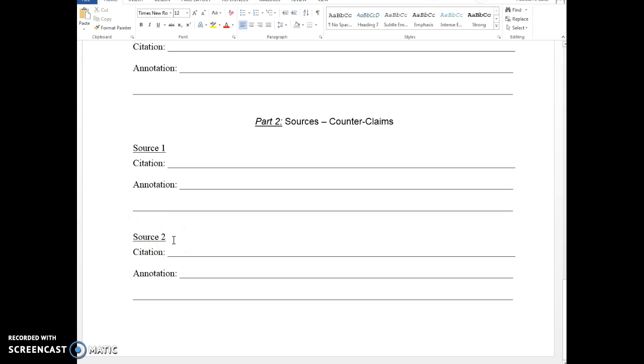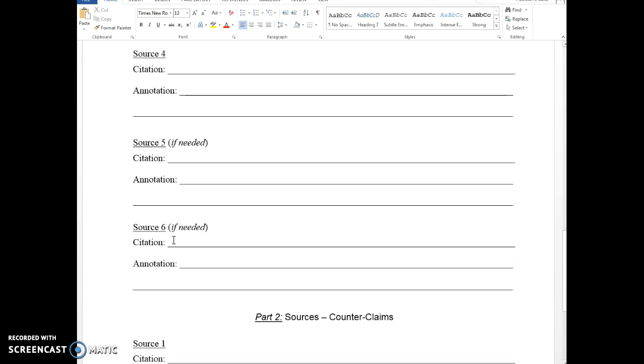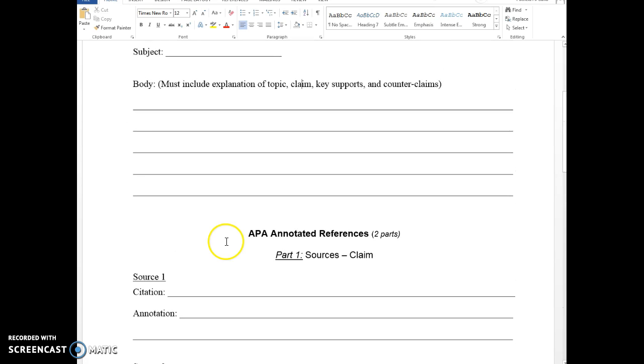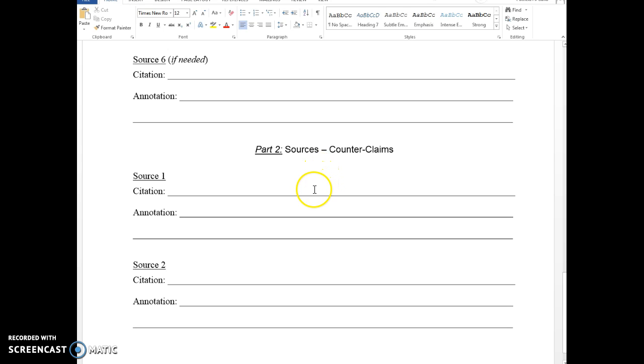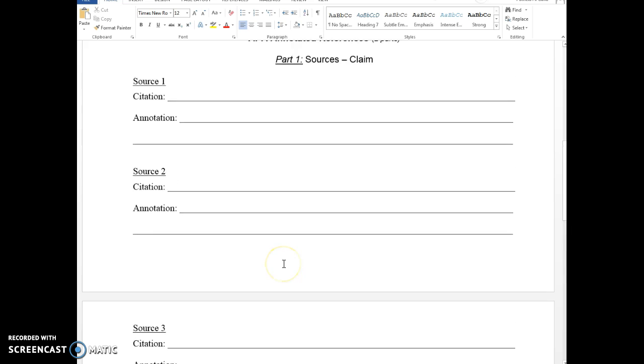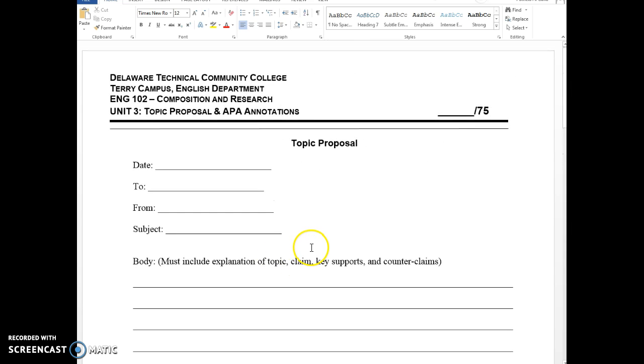So again, topic proposal: proposing your topic to me, showing me the strength of your side, showing me that you can research the strength that's coming from the other side. And while you're thinking of the counterclaims, think of reputations, think of fallacies, and all the other information that is on Blackboard in terms of argument.